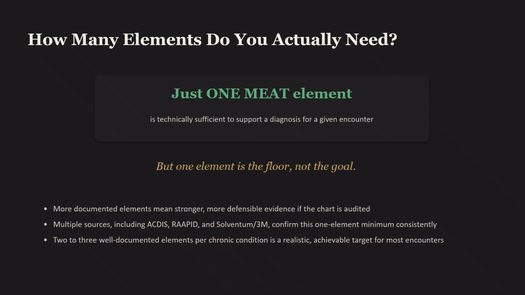So the rule isn't the bare minimum is fine. The rule is know what the bare minimum is and then build in some margin above it.